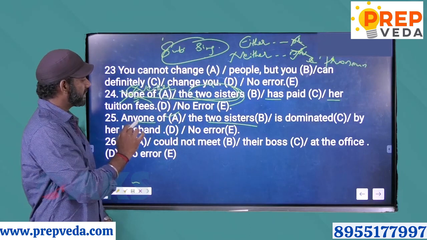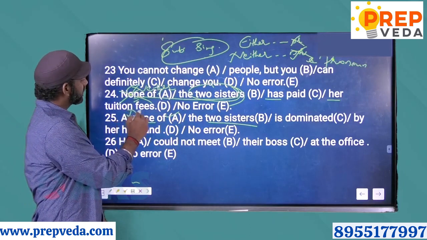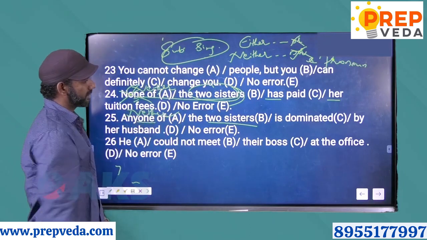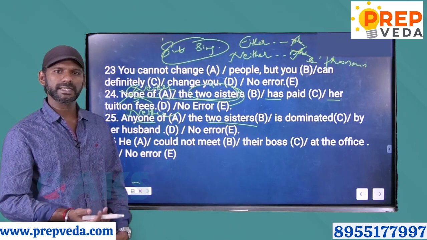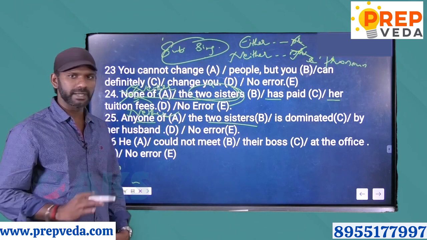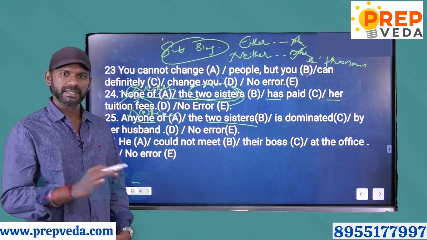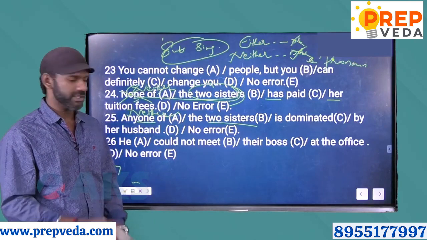It must be: neither of the two sisters is dominated by her husband. Completely fine. Either of the two sisters is dominated by her husband is also completely fine. Right? The only thing is, one sentence is negatively charged, the other sentence is positively charged.